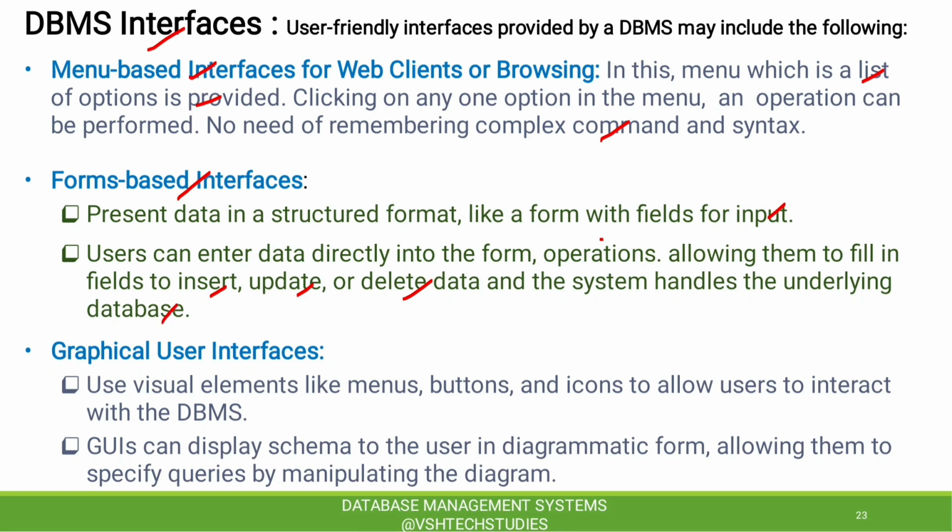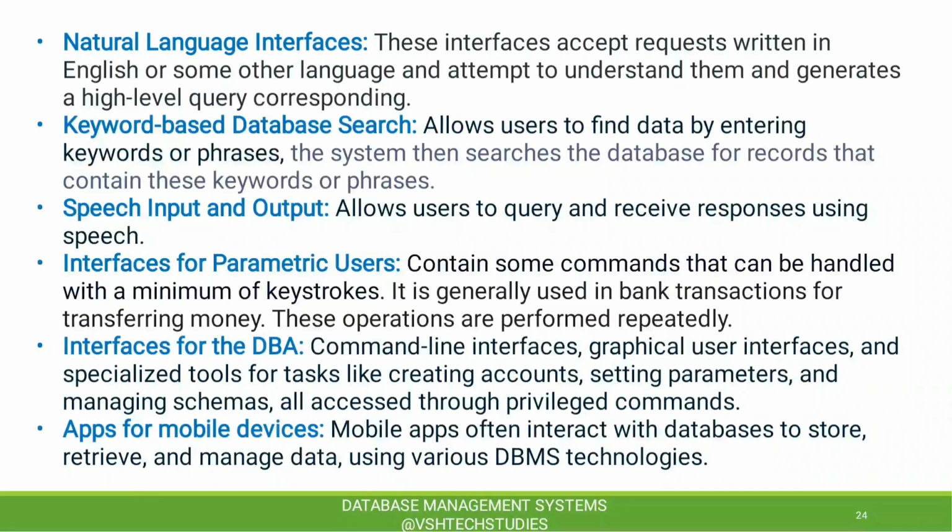The third one is graphical user interfaces. These use visual elements like menus, buttons, and icons to allow the users to interact with the DBMS. GUIs, that is graphical user interfaces, can display the schema to the user in diagrammatic form, allowing them to specify queries by manipulating the diagram.